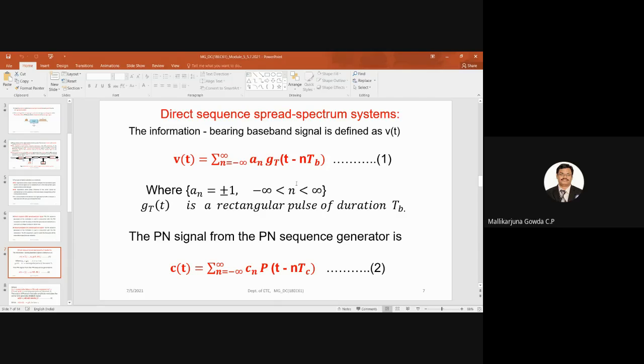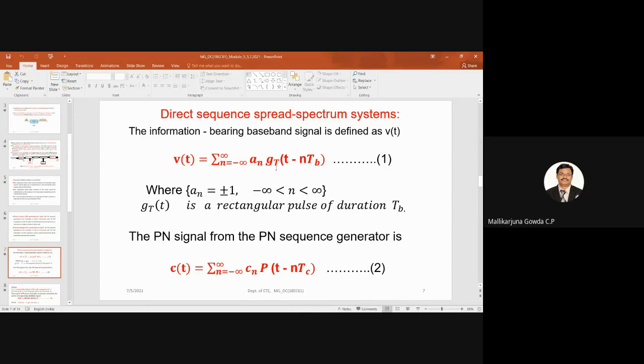Over what range? The value of n can range from minus infinity to plus infinity. That means you should be able to visualize a rectangular pulse having an amplitude of plus 1 volt and minus 1 volt. So a_n indicates the amplitude of the pulse. Its value is either plus 1 or minus 1, which means it is a polar NRZ waveform.